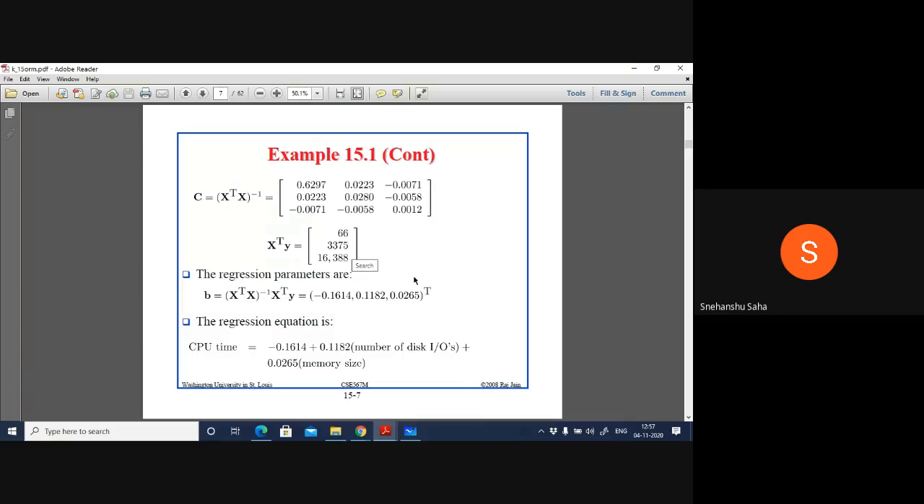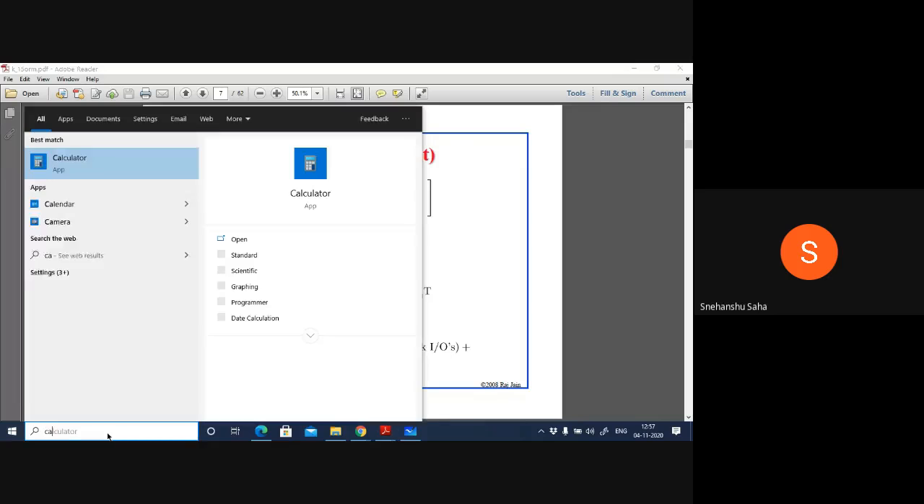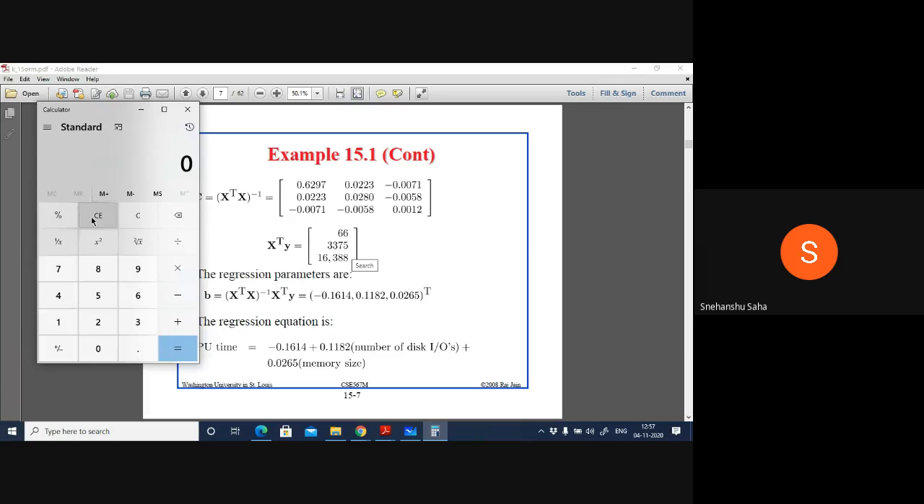Did I really require throwing in memory size as an additional predictor variable? So let me open up my calculator. So this is 0.1182 divided by 0.0265. Do you see my screen? Do you see my calculator?